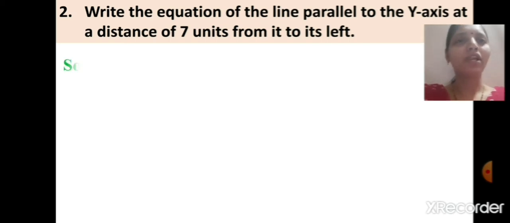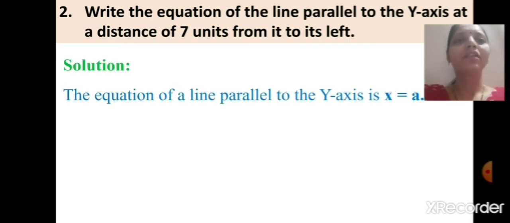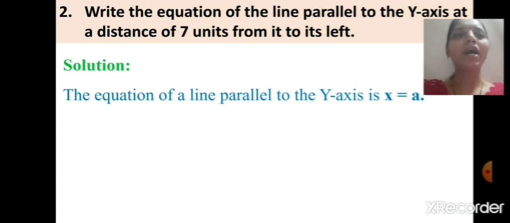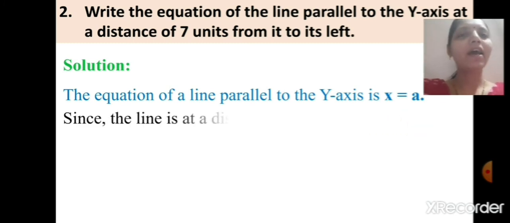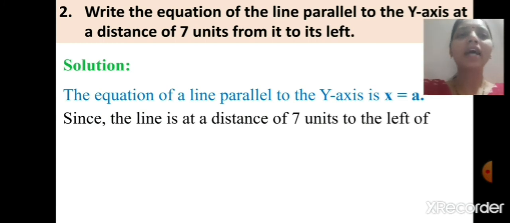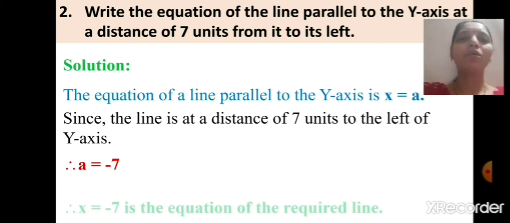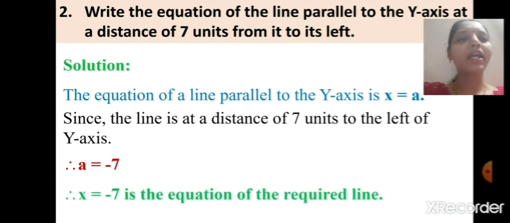So let's write down the solution. The equation of the line parallel to the y-axis is x is equal to a, and since the line is at a distance of 7 units to the left of the y-axis, you will have a is equal to minus 7. So the equation of the required line is x is equal to minus 7. I hope you all have understood this question.